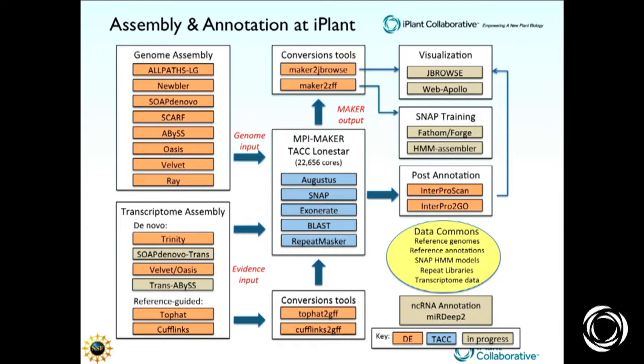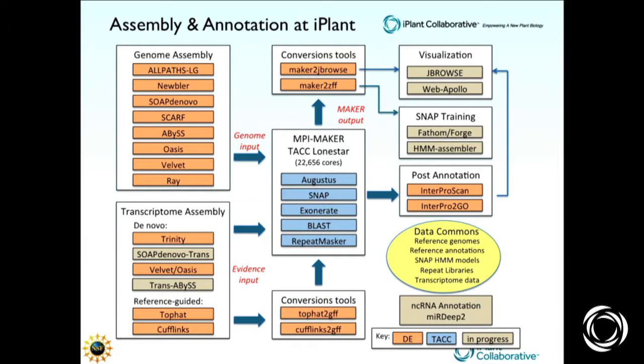And the key to this is that the transcriptome evidence can actually be used by Maker, and it can be used fairly directly. Maker comes with conversion tools that allow one to use the output of TopHat and Cufflinks and convert that into a file format that is readable by Maker. We have these conversion tools already in the Discovery Environment. So that's TopHat to GFF and Cufflinks to GFF.